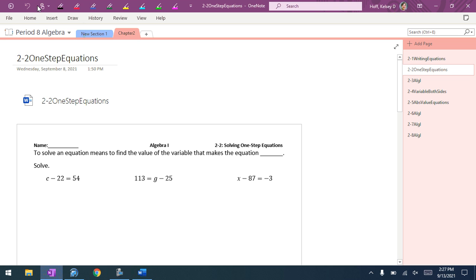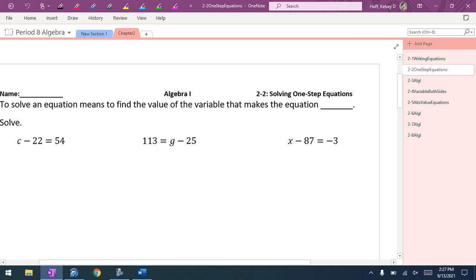All right. Friday, we translated, and we talked about what those different words mean. We translated verbal expressions or verbal sentences into equations. So today, we're going to go back into solving one-step equations. And I know you've done this, and I know you can probably do it in your head.